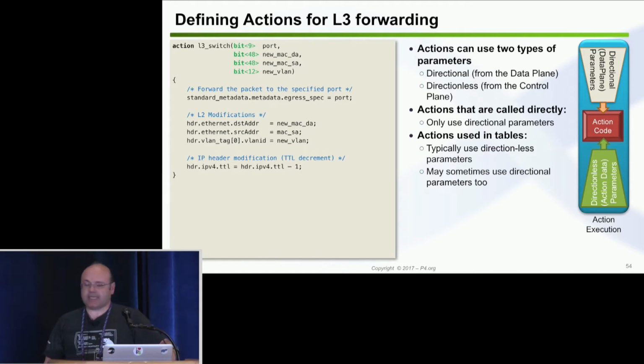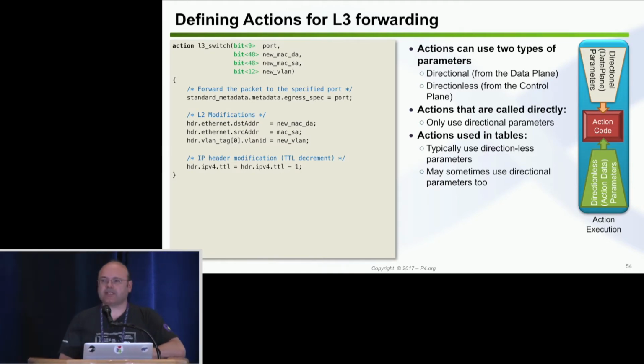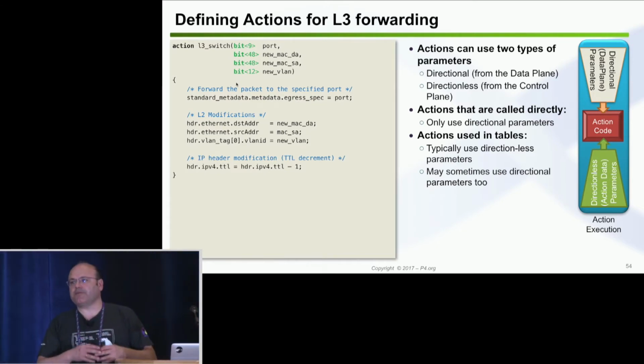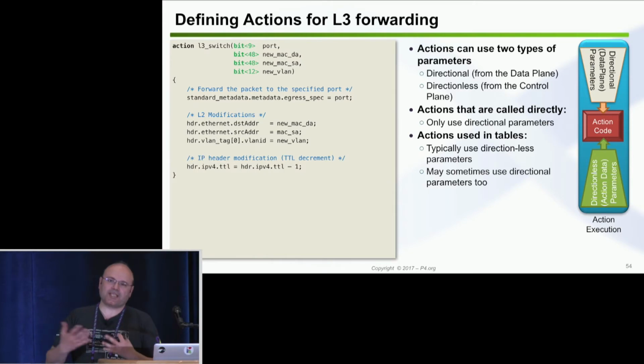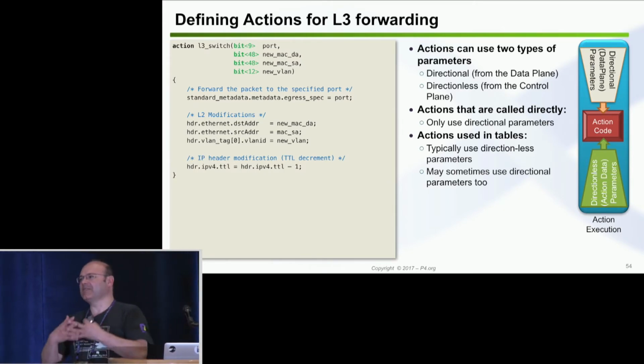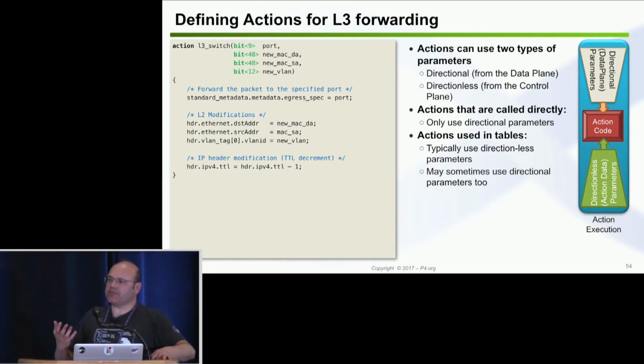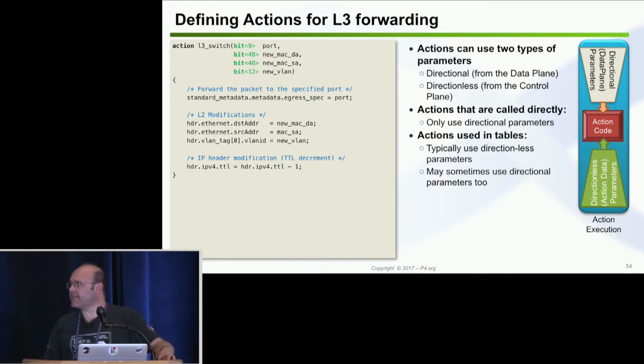Now, please notice that these parameters do not have in or in-out specifications. They are, as we say in the spec, directionless. When the parameters are directionless, that means that they come from the control plane, or the other way around. All the parameters that come from the control plane are directionless. Actions can take both types of parameters if necessary, but more often than not, in the actions that we use in the tables, typically they mostly use directionless parameters.